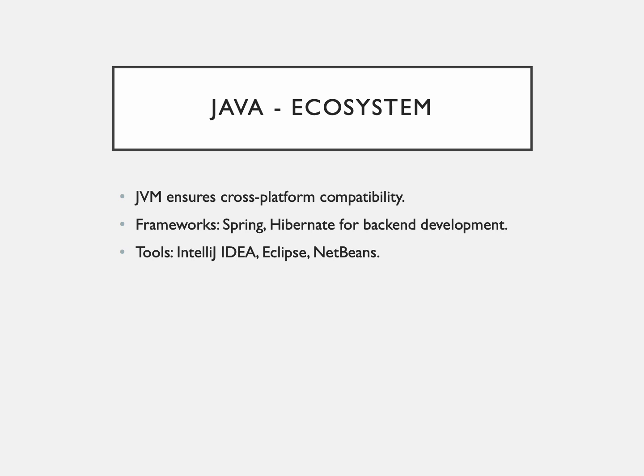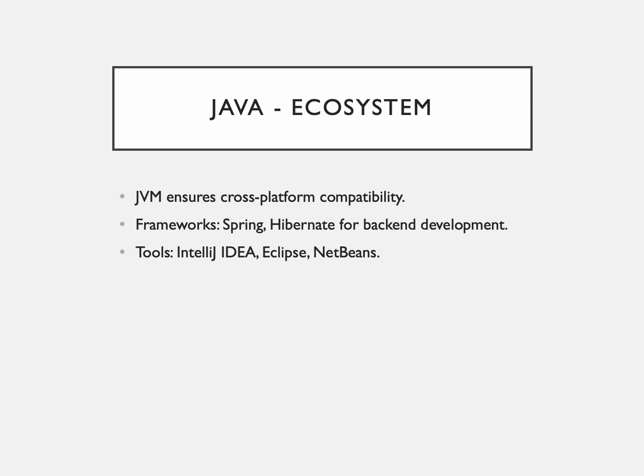Second is frameworks. Java's ecosystem includes powerful frameworks that simplify and accelerate development, especially for backend applications. First is Spring. Spring is a comprehensive framework used for building enterprise level applications. It offers tools for dependency injection, transaction management, and MVC architecture. Developers use Spring to create scalable, secure, and maintainable back-end systems. For instance, companies like Netflix rely on Spring for microservices architecture.